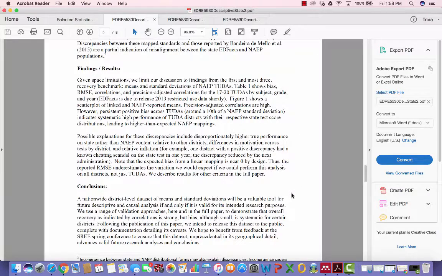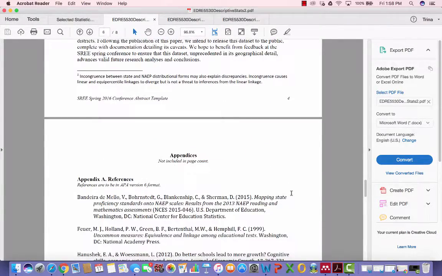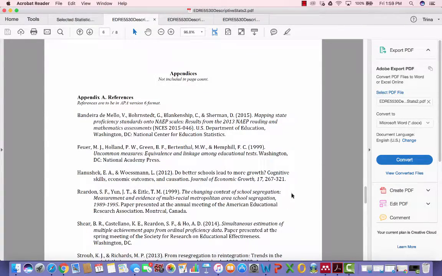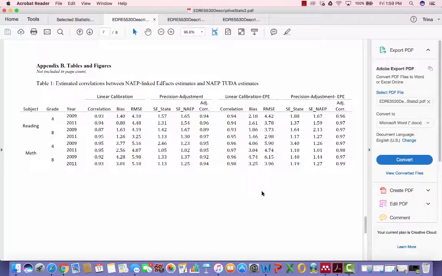And then the references, along with the actual tables and figures of data, are in the appendices, which is pretty uncommon, not unheard of, for an extended abstract submitted for a conference. And Appendix B1 shows correlation bias, root mean squared error, along the different estimations. So here's the grade here, and there's the correlation score, a bias, and an RMSE right here.